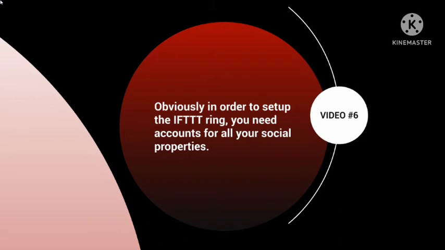Okay, so obviously in order to set up the IFTTT ring, you need to have accounts for all of your branded social properties. In other words, you need to have the username and password for Facebook, for Twitter, for all the other social media properties. Now obviously if you already have some, then great, you don't have to create those. But for the ones that you do not have, you want to be able to create those.